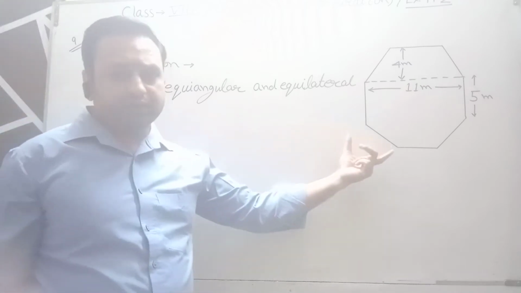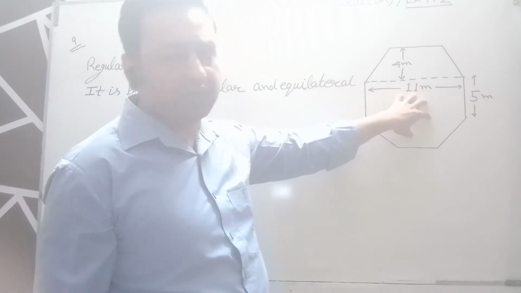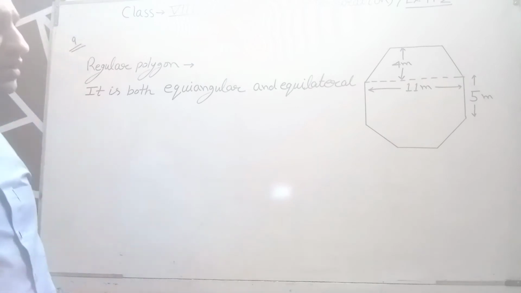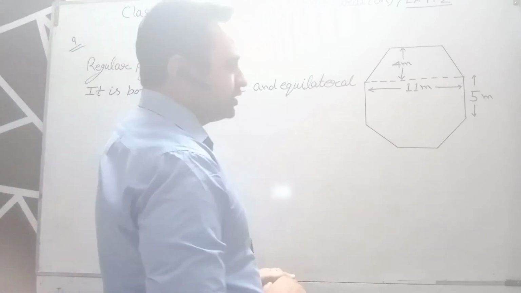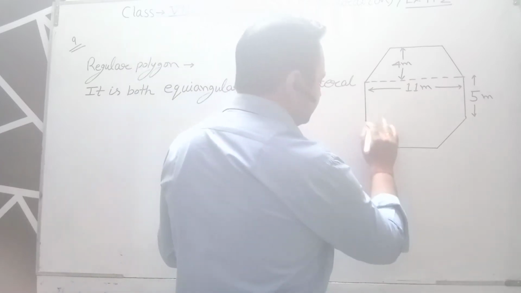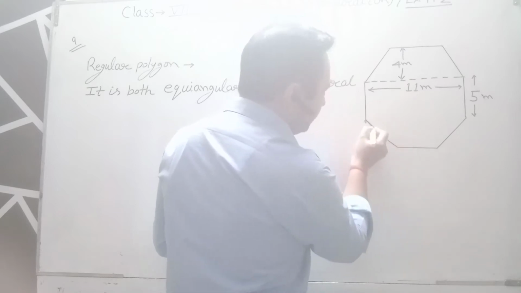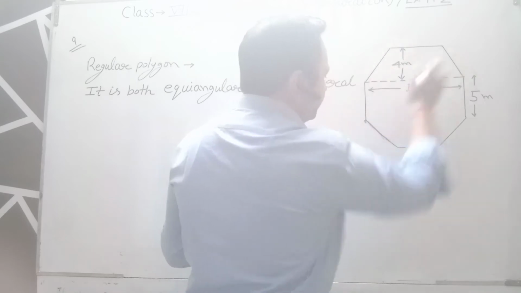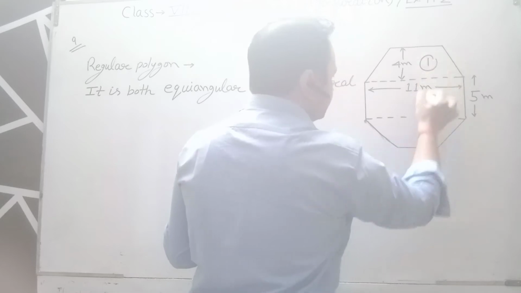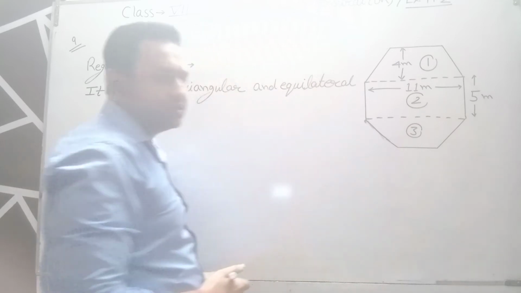Now we have to complete the question. In this question we have to find out the area of this regular octagon. Then how can we find out its area? Firstly we divide the regular octagon into 3 parts. In the first part we observe that it is a trapezium. First part is a trapezium, second part is a rectangle, and the third part is a trapezium.